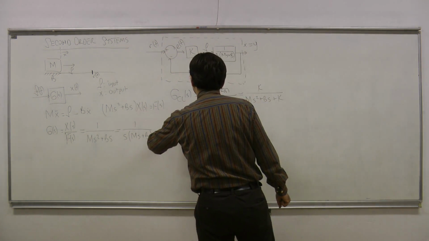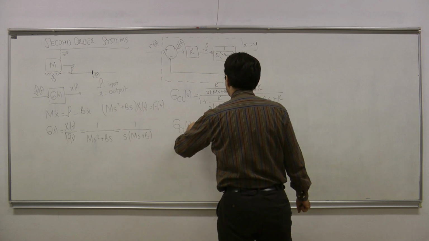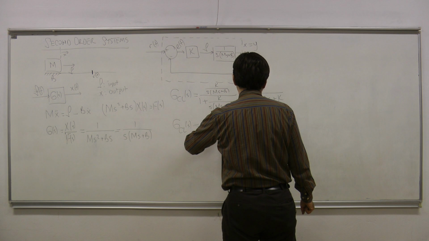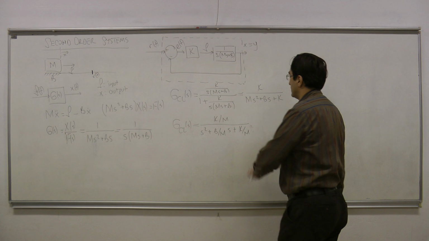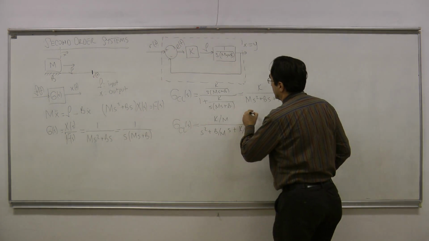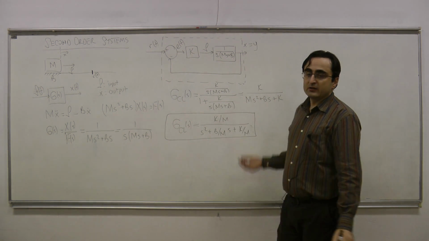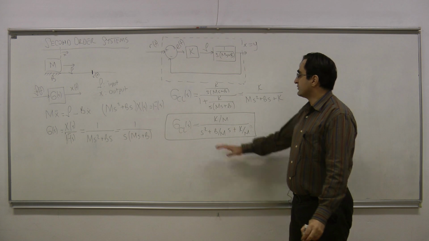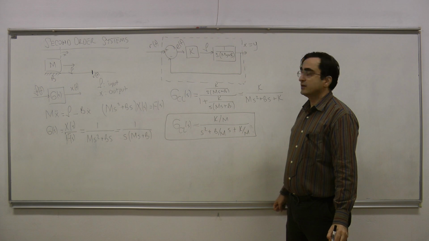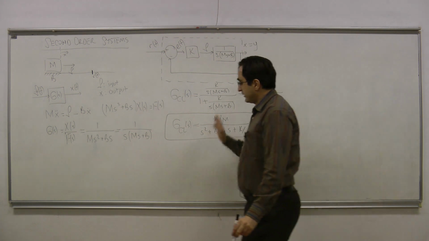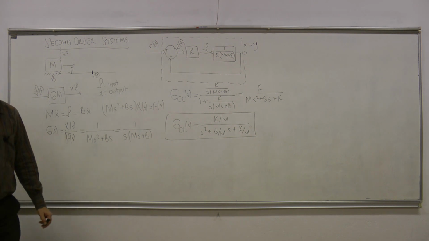So this is G_CL(s), closed loop of s, is k over m divided by s squared plus b over m s plus k over m. Okay? And this is an important transfer function that we have obtained. This is a second order system transfer function, and such transfer functions are called second order system transfer function in standard form.